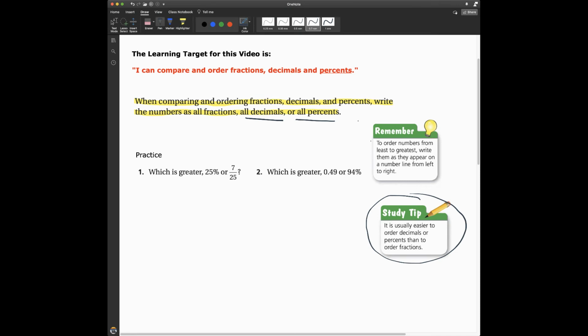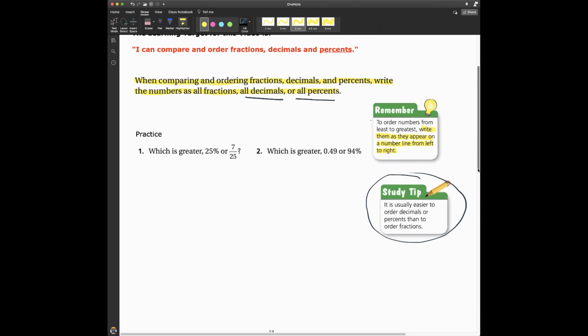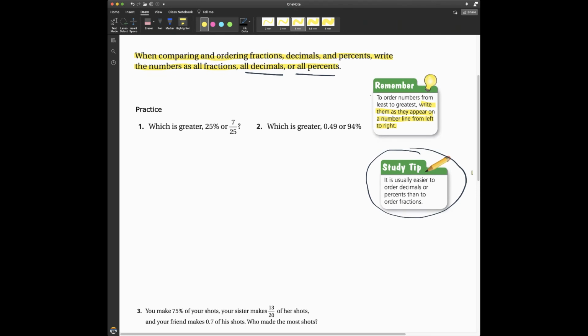All right. And the other thing to remember is when you order the numbers from least to greatest, which you'll have to do in this section, write them as they appear on a number line from left to right. Okay. And remember to use the original values that you start with. So a number line can be handy if you need to use it. I encourage you to do so. If you don't need it and you can kind of see which numbers are bigger, then you don't have to use it. So let's practice.